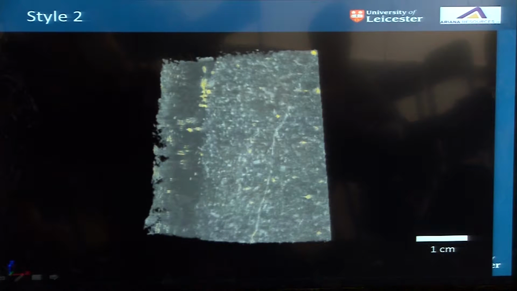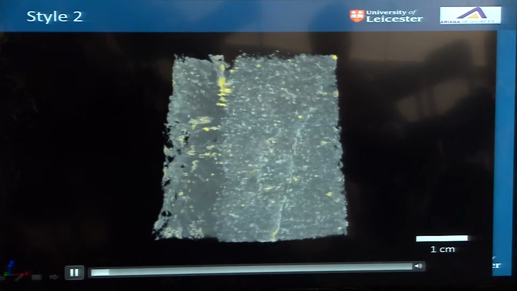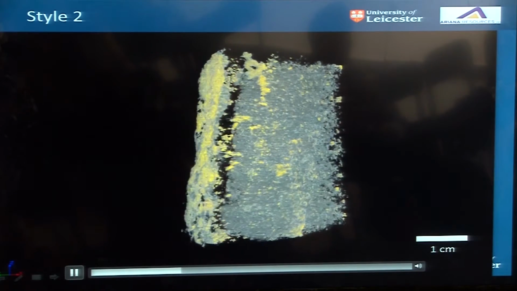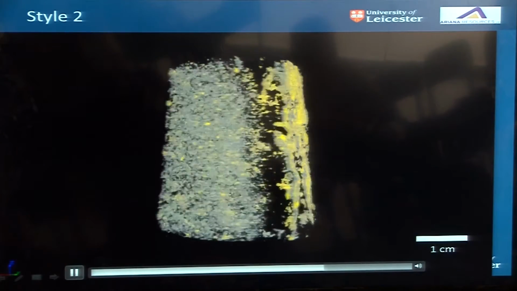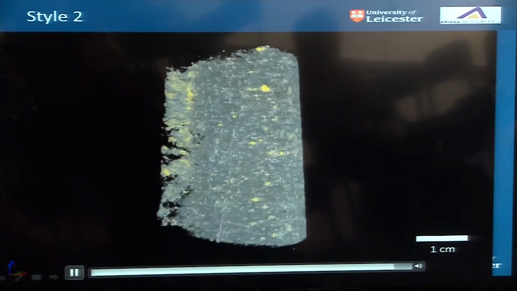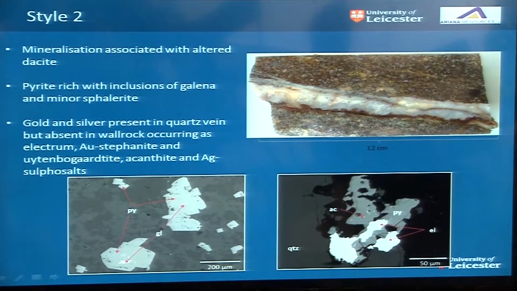Here's one of the other styles. This is in the wall rock. If we see a vein coming through there, we'll take away the silicates, and we've got pyrite along the walls of that vein and disseminated pyrite within the host rock there. Add that to the 2D compositional data, and we found this one to be pretty gold-rich, lots of gold minerals in there with the pyrite. So we're just adding another layer of our understanding to the paragenesis of these deposits.